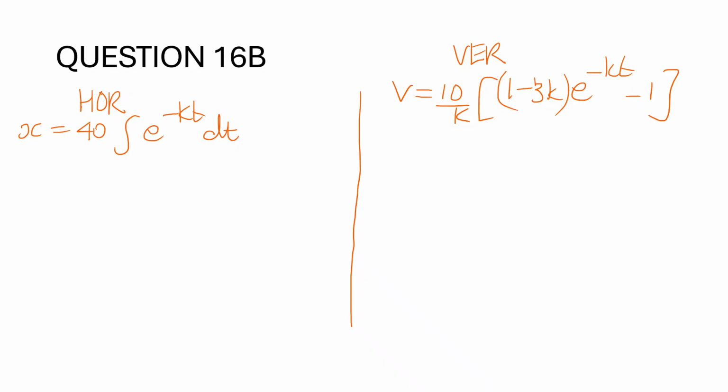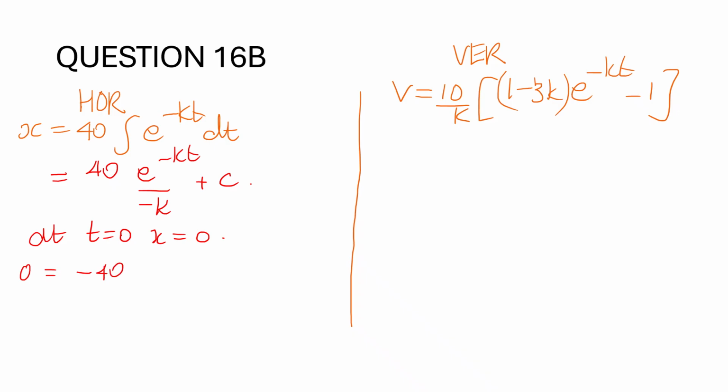We have 40 e to the -kt on -k plus c. We know at t equals 0, x is equal to 0. So 0 is equal to -40 on k, that is 1, plus c. Therefore c is equal to 40 on k. And so x is equal to 40 on k, (1 take e to the -kt).